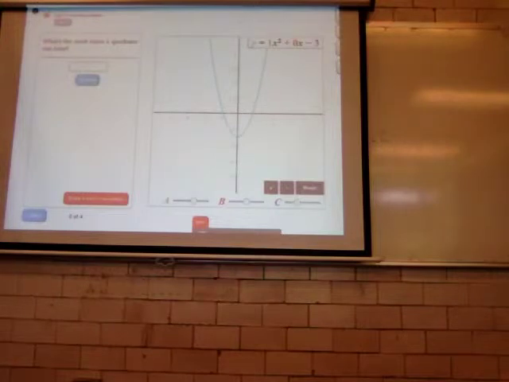Right, a line can have at most one zero. The next question is, what's the most zeros a quadratic function can have? Remember, a quadratic function is one whose highest power is 2. So try changing around the coefficients of this quadratic function, a, b, and c. What's the most zeros that a quadratic function can have?